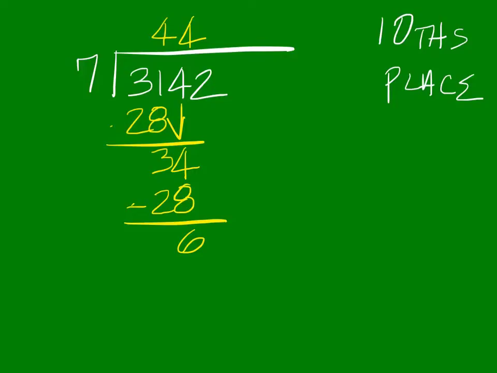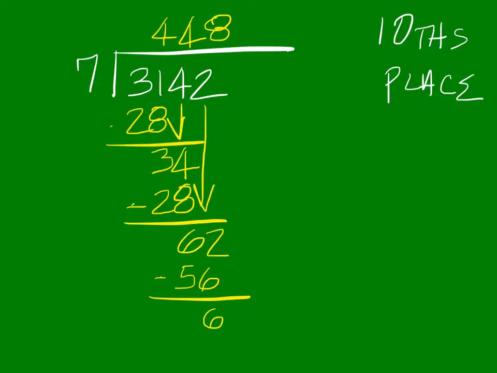What do I do next? Bring the 2 down. So if I bring the 2 down, I have 62, and how many times will 7 go into 62? 6 times would be 42. 9 times would be 63. 8 times would be 56. We have 6 left over.